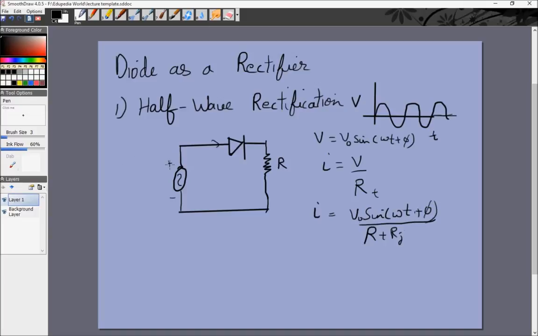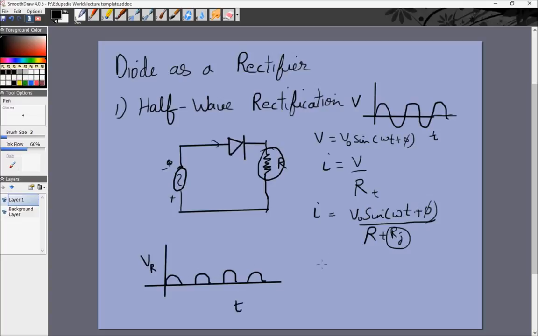Now after half a cycle, this will be positive and this will be negative, and now the diode is reverse biased. And when the diode is reverse biased, this Rj is extremely large, meaning this current is almost zero. So the graph of the voltage across this resistor would actually look something like this. A half cycle, then no current. Then a half cycle, then no current. And so on.